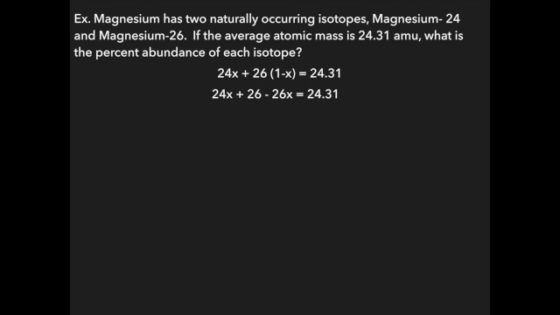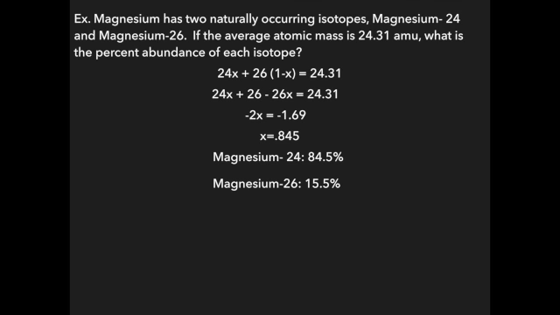So with a little bit of math, I'm going to distribute the 26, then isolate my variable. I find that my X is 0.845. And so since this question asks for the percent abundance of each isotope, I know that the percent abundance of magnesium 24 is going to be 84.5%, which means that the percent abundance of magnesium 26 is going to be 15.5%, because they need to add up to 100%.